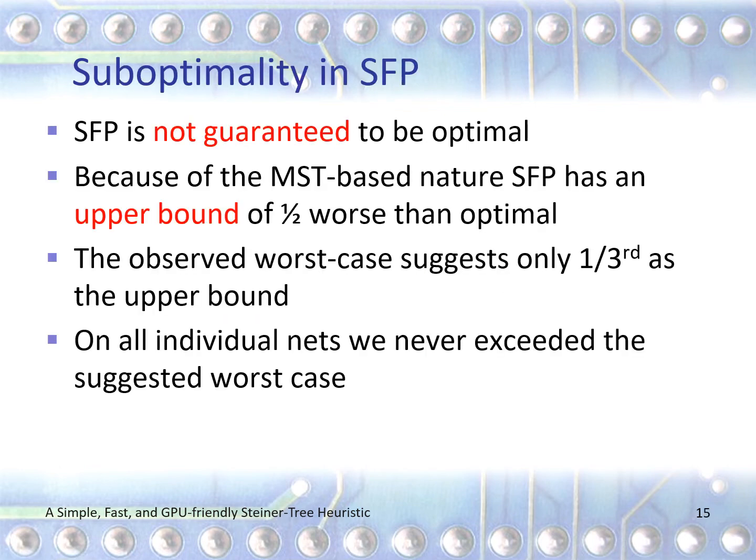Like many heuristics, SFP does not guarantee the resulting RSMT will be optimally short. Naturally, we wanted to know to what extent the suboptimality is. We know that our upper bound is at most 1/2 because we start from an MST. An MST has been proven to have an upper bound of 1/2 above the optimal solution. Because we only add Steiner points that improve our wire length, we can also include this 1/2 upper bound. Through observation, we found that the worst case we ever saw on a single net was 1/3, which is shown in this diagram.